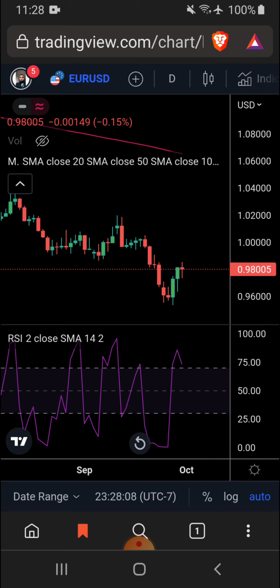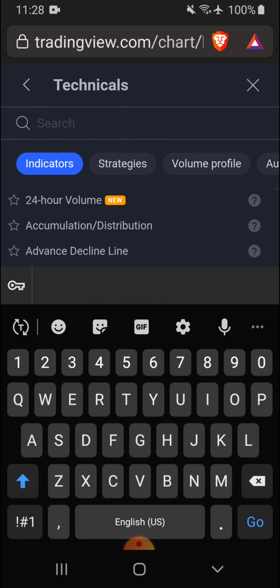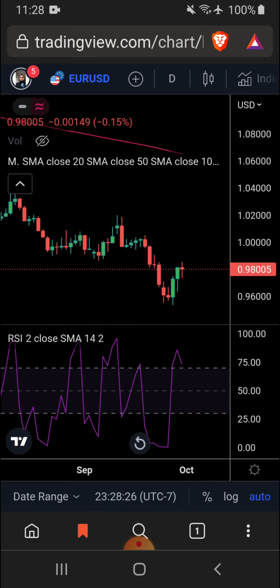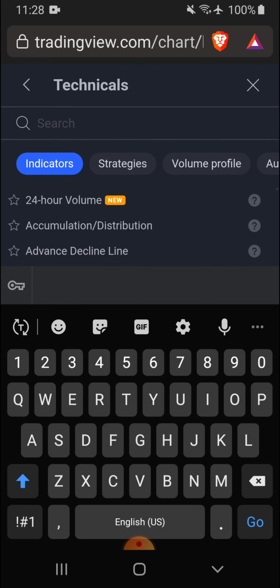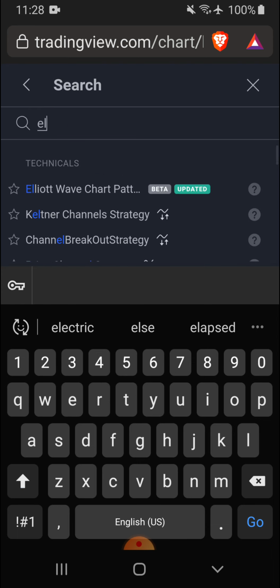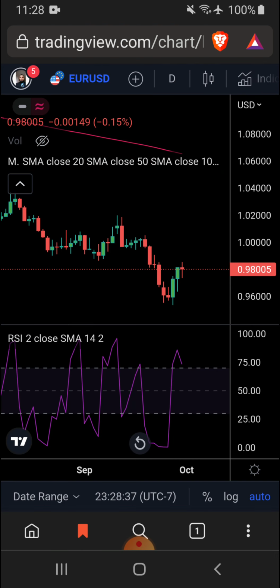So the strategy requires a 200 simple moving average. If you're on the TradingView website or the TradingView app, you just click on indicators. You can type in moving average ribbon. Select that, and then you just need a relative strength index. Just type in RSI, select that, add it to the chart. You can save it.